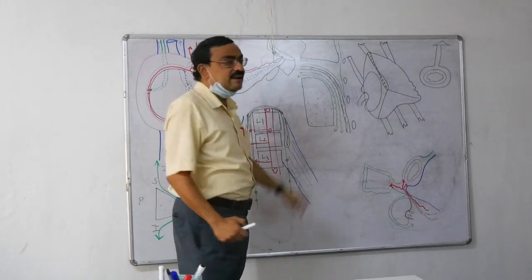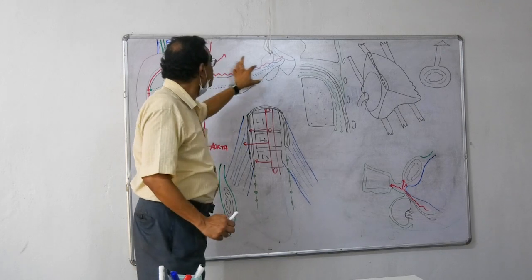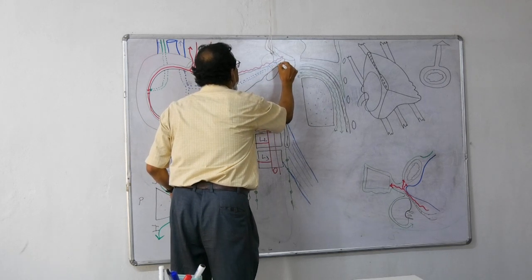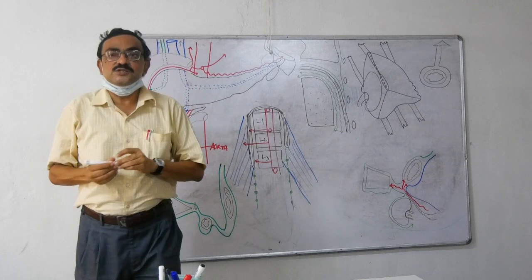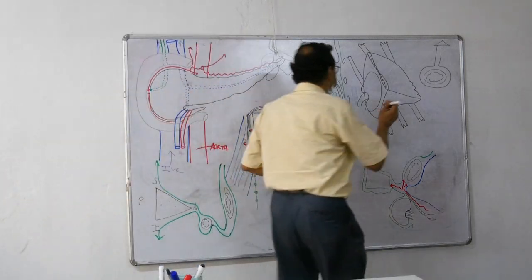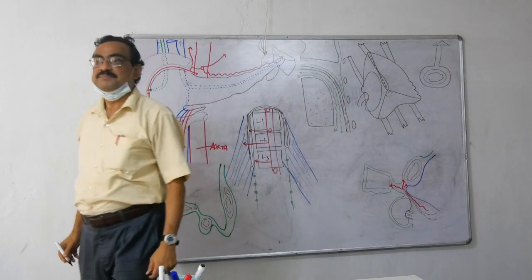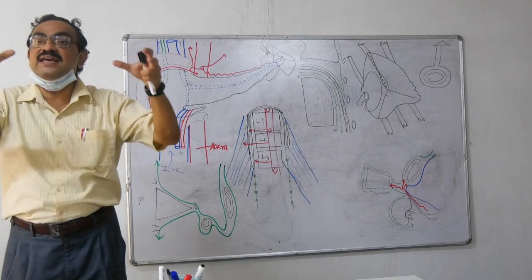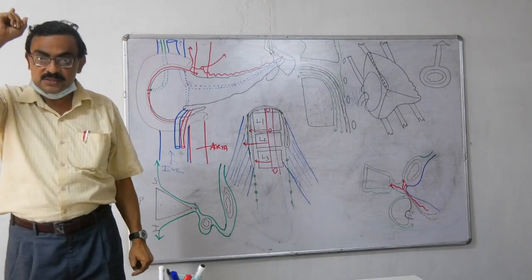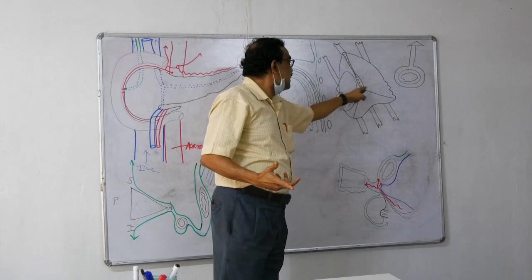Now about the tail. This is the head, neck, this is the body. Now this is the tail. This tail is related to the pancreatic impression of the spleen, and it is within a peritoneal ligament which is called the lienorenal ligament. Lieno means spleen, renal means kidney. So it is within the lienorenal ligament.